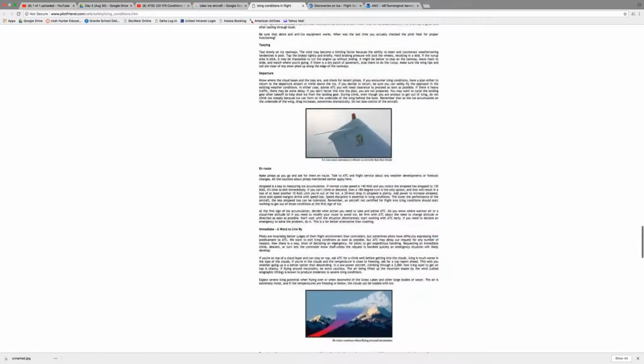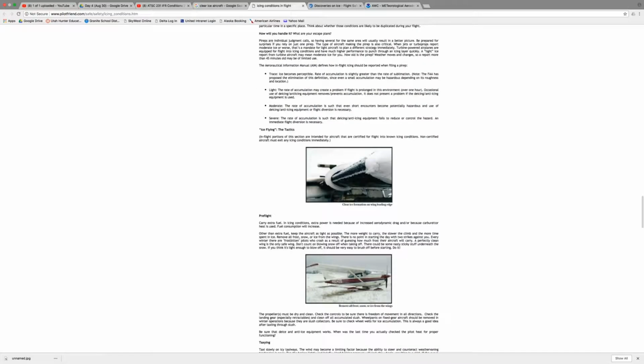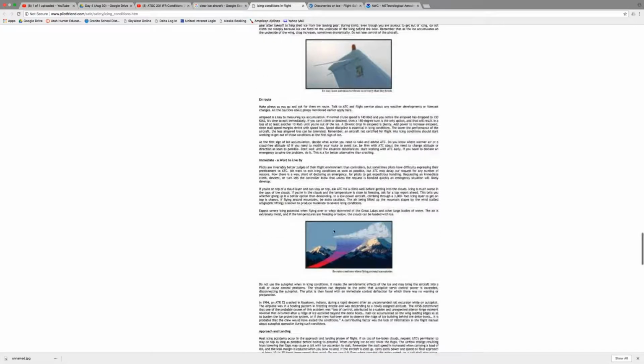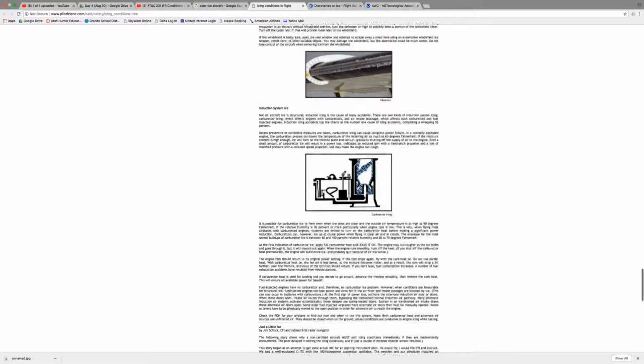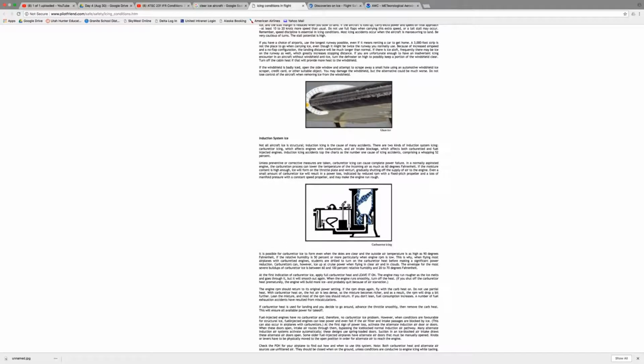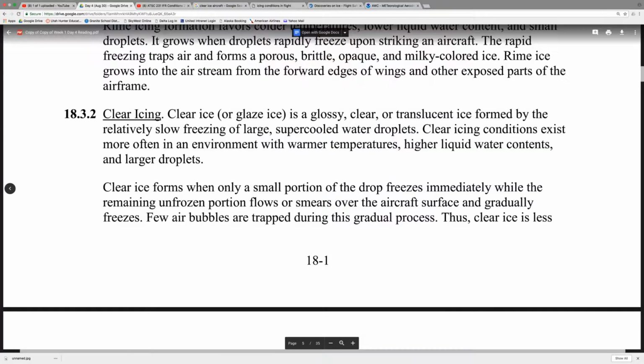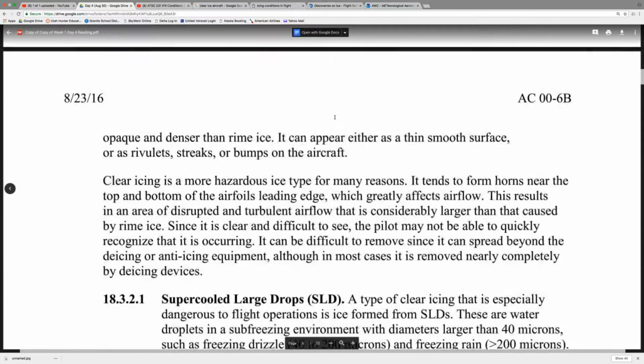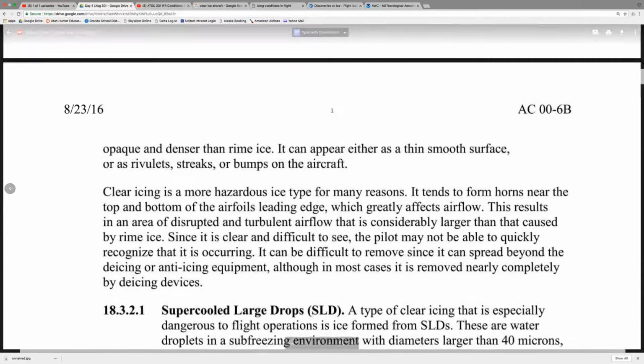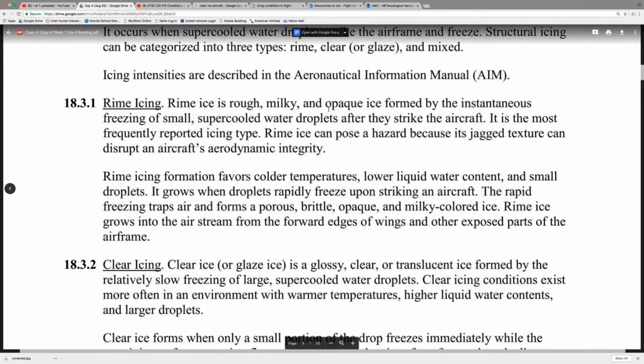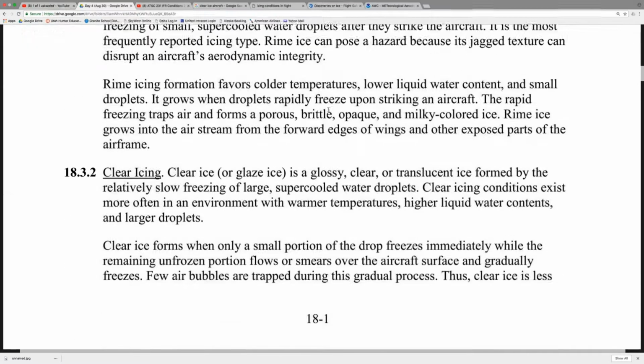Anyways, you guys get the point, right? Clear ice, translucent, turns into ice as it moves back on the aircraft wing. And then we have this mixed ice. Mixed ice is just a combination of both rime ice and clear ice. Okay.